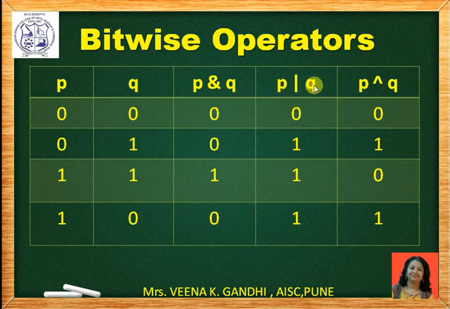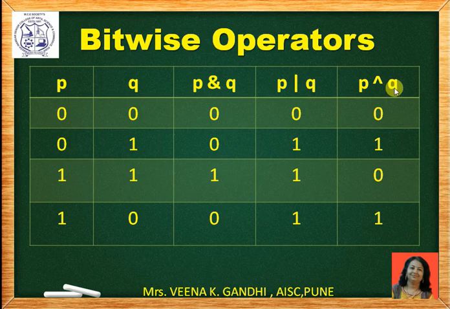Now P OR Q. In this bitwise OR, if one of the operands is true, the result will be true. If P equal to 0 and Q equal to 0, then the result will be 0. But if P equal to 0 and Q equal to 1, the result will be 1. P equal to 1, Q equal to 1, the result will be 1. P equal to 1 and Q equal to 0, the result will be 1.